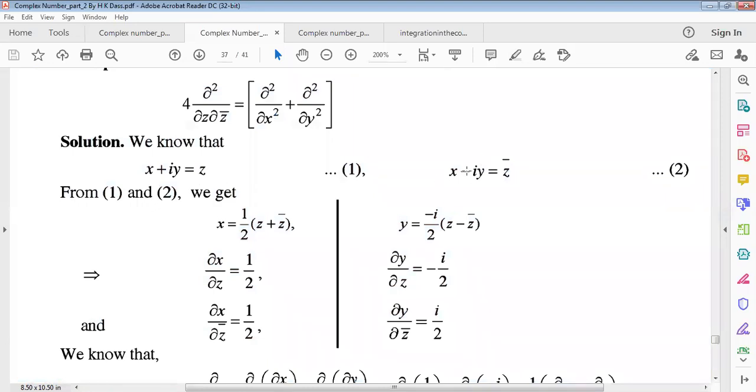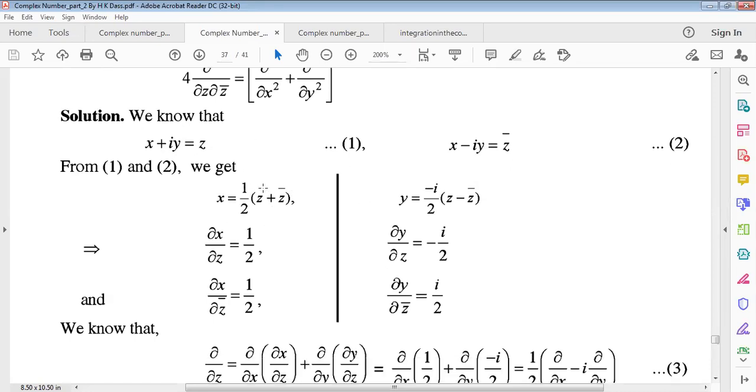So from equations 1 and 2 we can solve for x and y. If we add equations 1 and 2, iy will be cancelled. Twice x equals z plus z bar, so x equals z plus z bar divided by 2, and y equals minus i divided by 2 into z minus z bar, just by subtracting. So now we can easily differentiate partially.